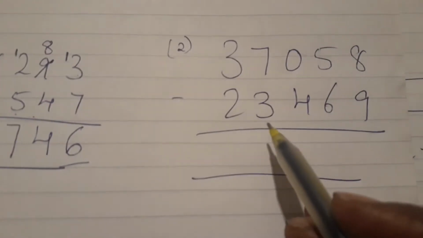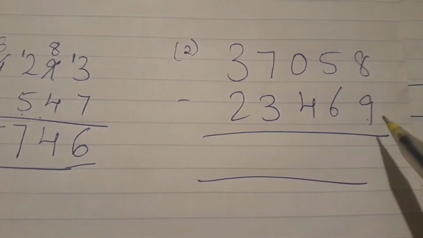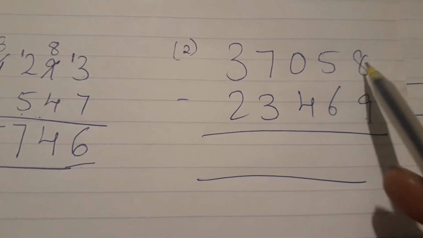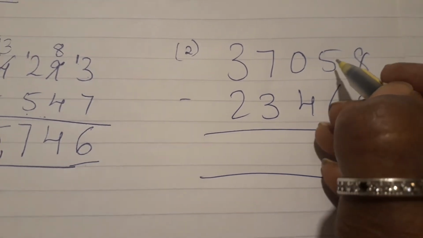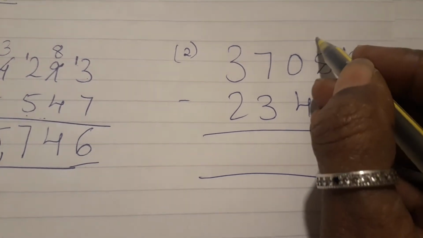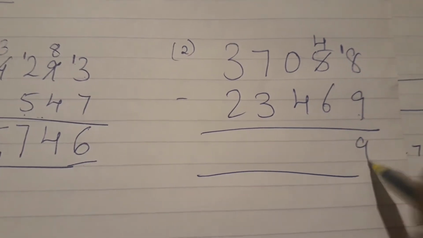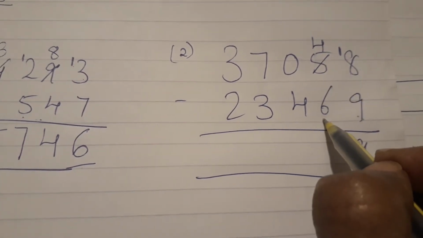37,058 minus 23,469. Again, it's a small number and this is a big number, so we cannot subtract it. So borrow it from 5, give it to 8, it becomes 18. And this will become 4. 18 minus 9, 9. 4 minus 6, not possible.